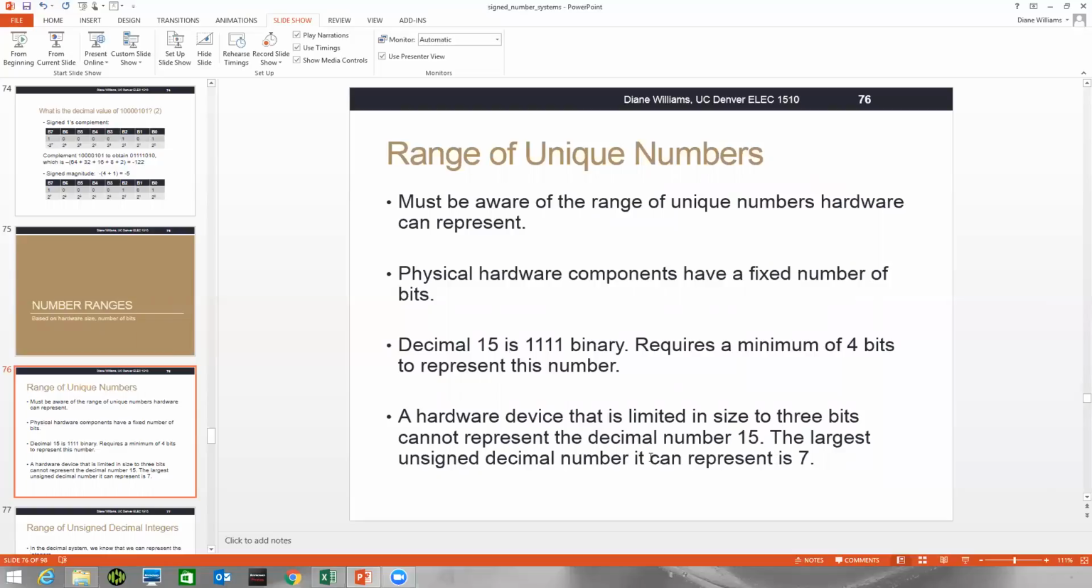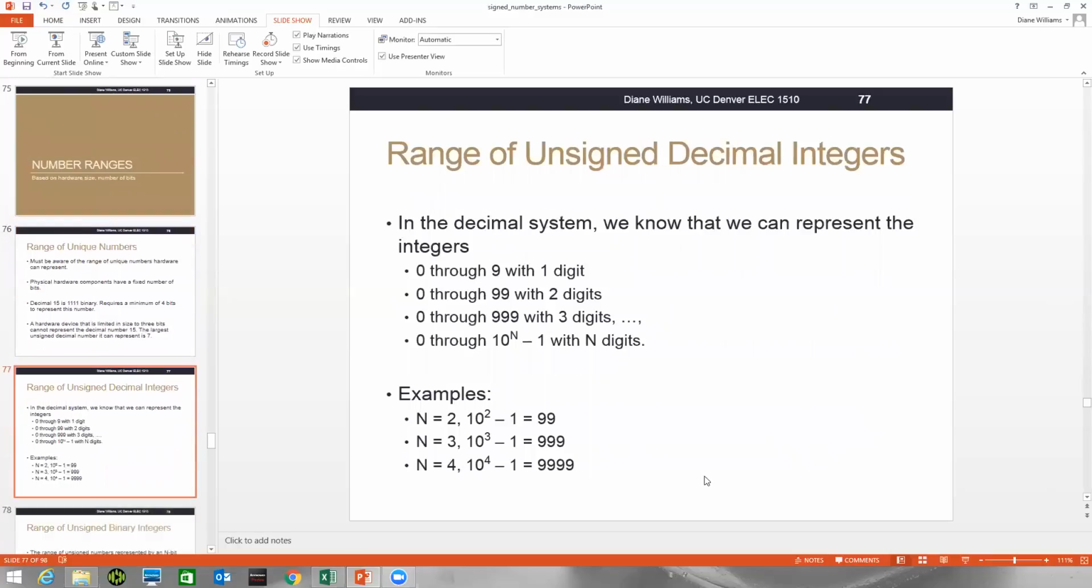The largest unsigned decimal number we can represent with 3 bits is the number 7. Remember, 2 cubed is 8, so we can only represent 8 unique values that range from 0 to 7 in unsigned. So let's take a look at the range of unsigned decimal numbers. In a decimal system, with integers, 0 through 9 we represent with 1 digit. 0 through 99 takes 2 digits. 0 through 999 takes 3 digits. And 0 through 10 to the n minus 1 with n digits. So in this case, if n is 1, 10 to the 1 minus 1 is 9.